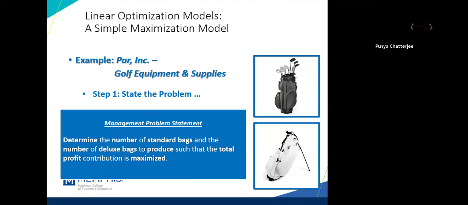What is my objective function? Total profit is the objective function, and you are maximizing your objective. And what are your constraints? Can you make as many bags as you want? No, right? So what are the constraints? Each department has a resource availability, and that's your constraint. So you cannot use up more than what you have.